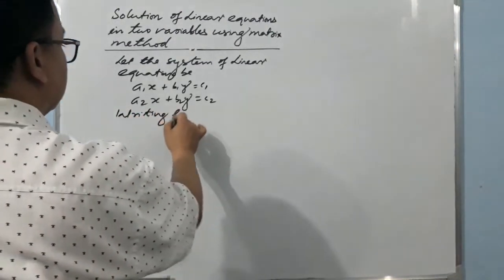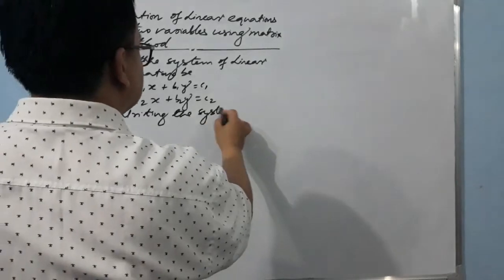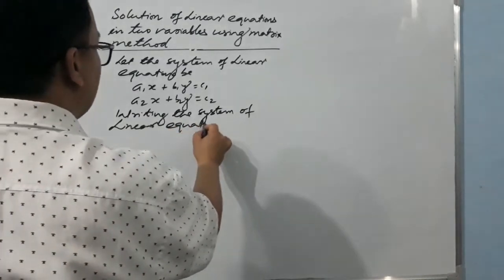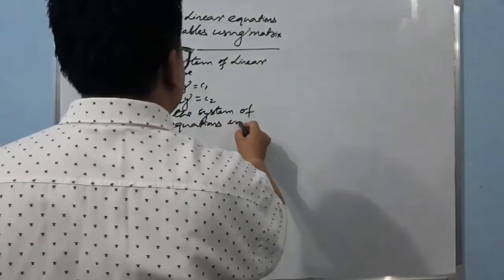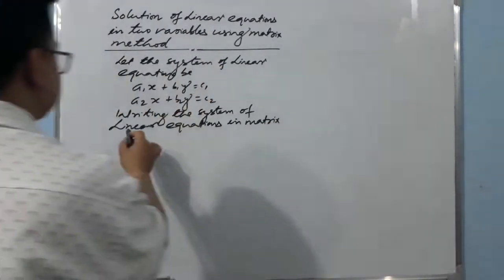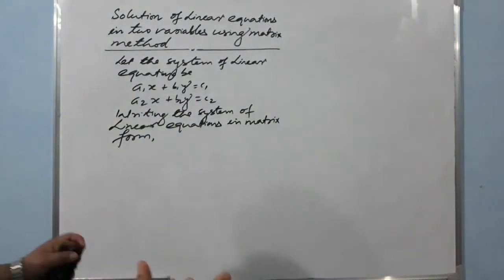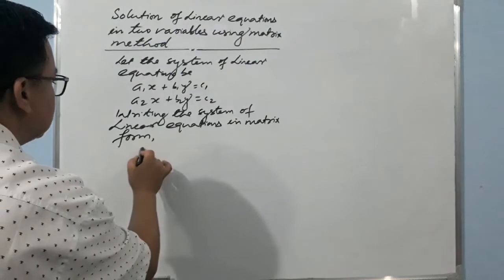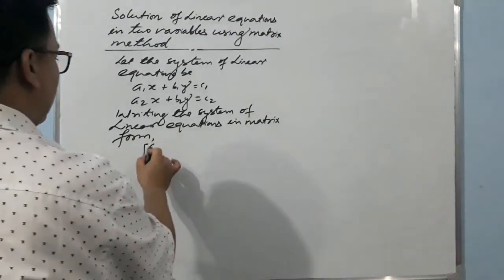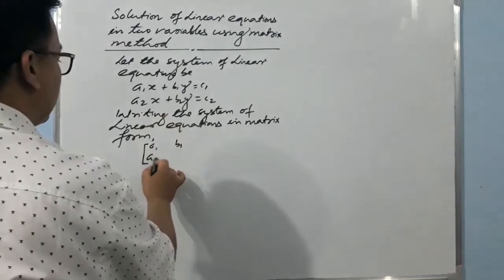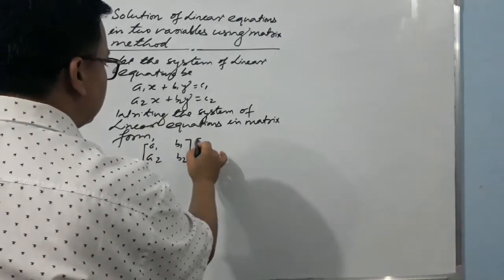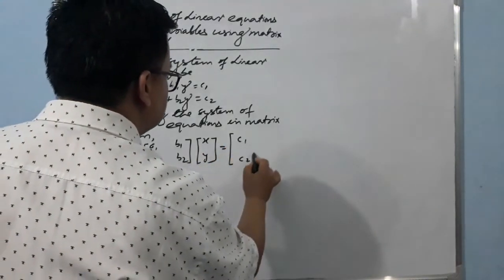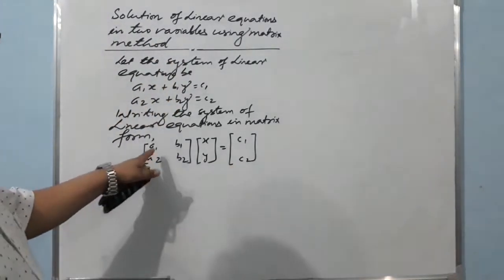Writing the system of linear equations in matrix form. If you write it in matrix form, you get this: a1 b1, you just write down the coefficients, a2 b2, into x y, here, is equal to c1 c2. Look at here. Now you will get the same thing.